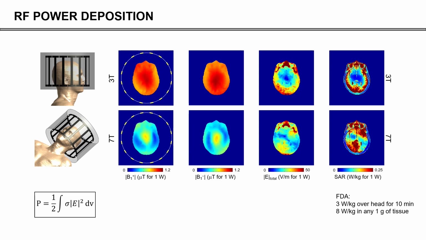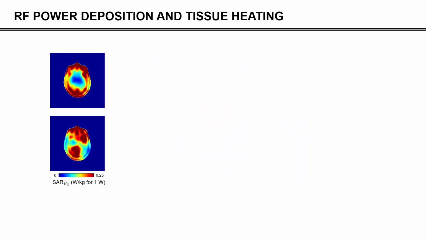Guidelines from the FDA are 3 watt per kilogram over the entire head for 10 minutes, or 8 watt per kilogram in any 1 gram of tissue. So those are the limits that you can never go above for the human head. Now it is interesting that the regulations are set for SAR, even though that is not necessarily the most relevant parameter. What is more relevant is actually how much is the rise in temperature. Now, to get to that point, you need to do even more simulation.